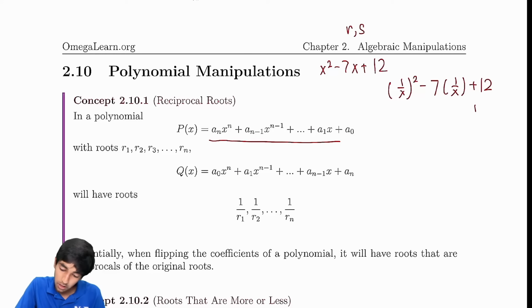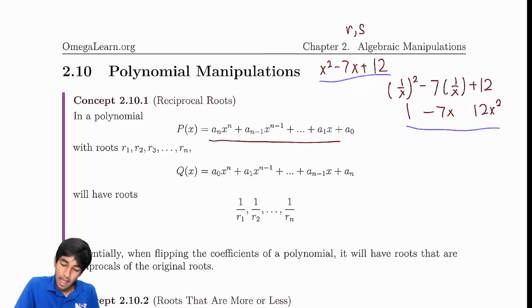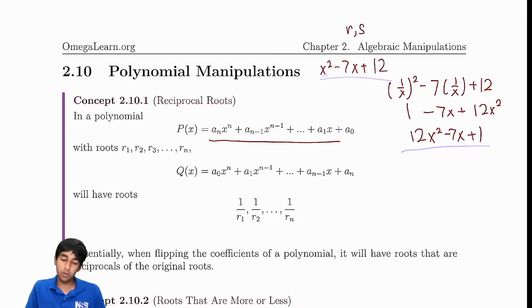So this becomes 12x squared minus 7x plus 1. Take a look. It's the same as the original polynomial, except we can rewrite this in a more standard notation. It's the same polynomial, except the coefficients are flipped. So you flip the coefficients to get a polynomial with reciprocal roots.